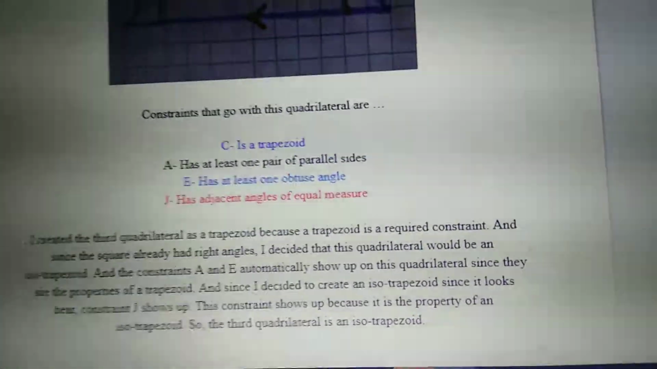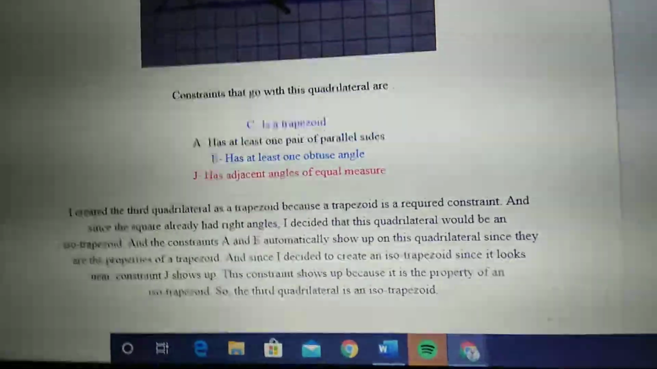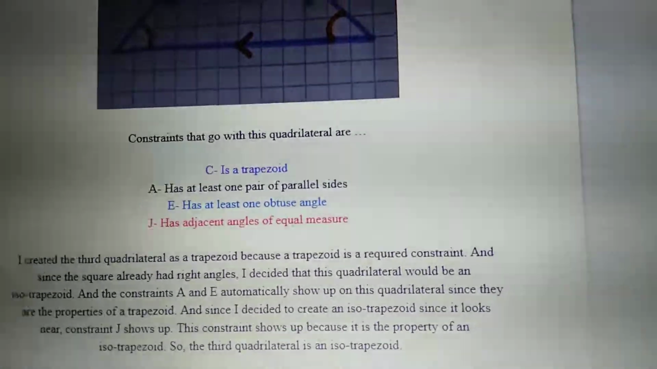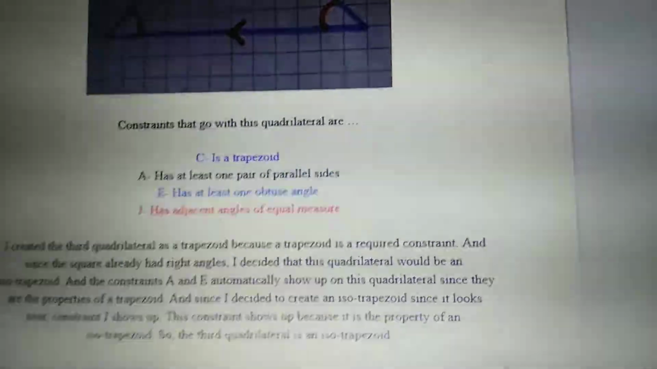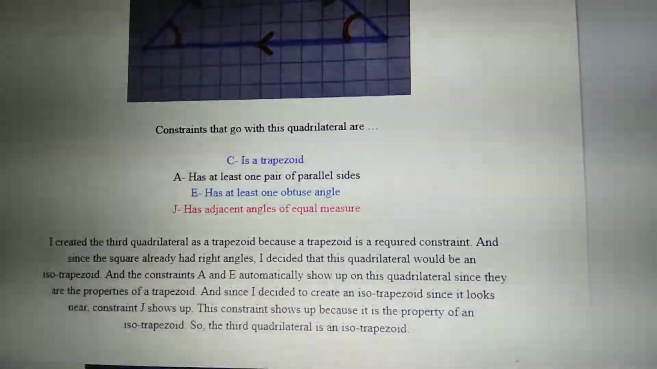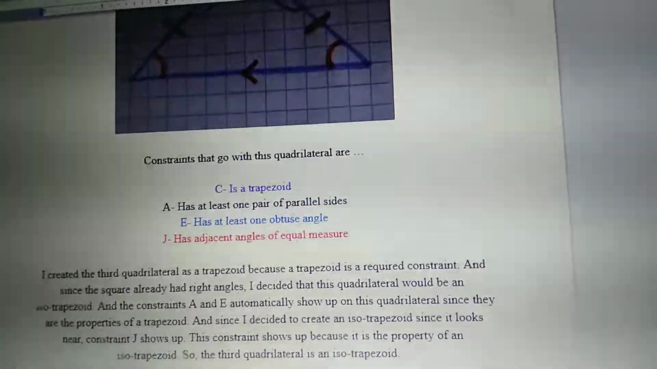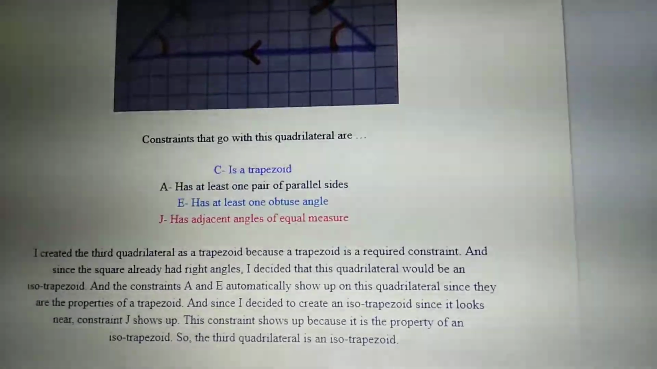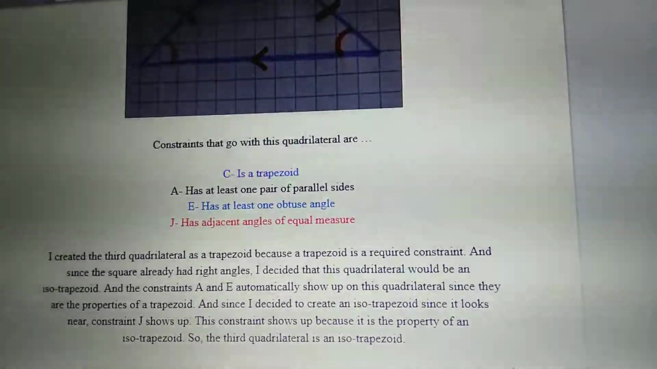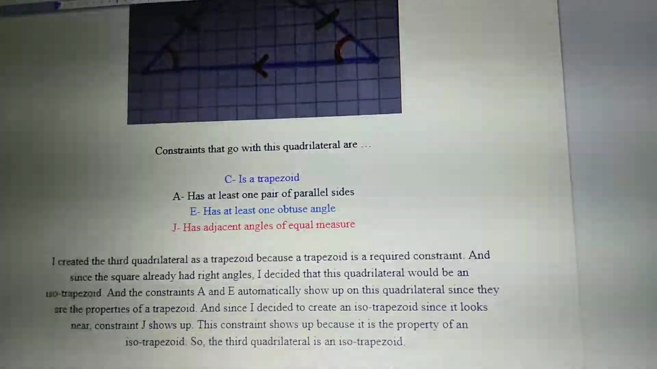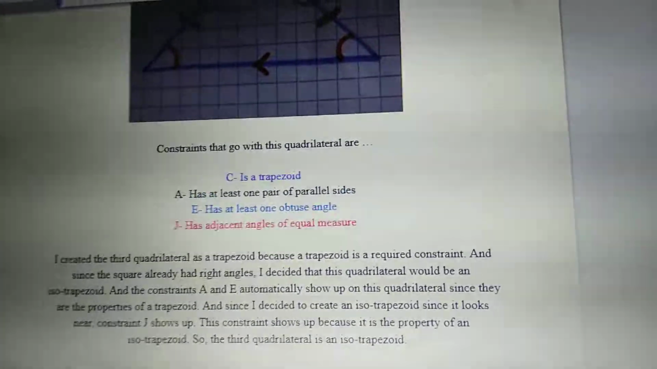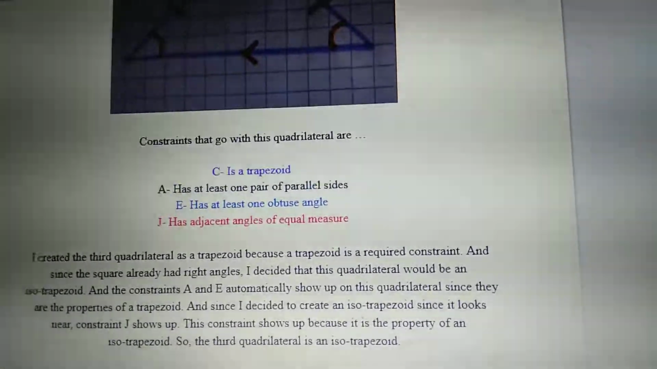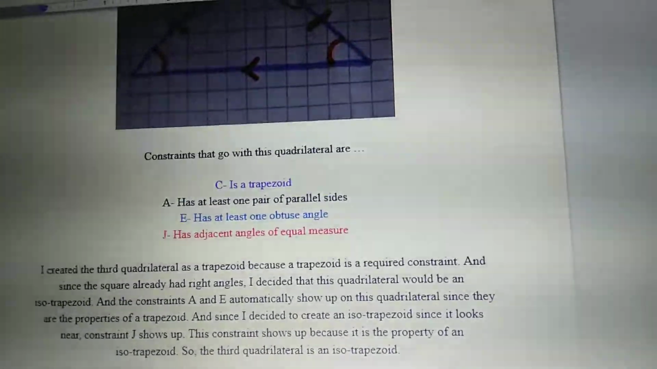And why did I create the third quadrilateral as a trapezoid? I created it as a trapezoid because a trapezoid is a required constraint, as it was said in the first page. And since the square already had right angles, I decided that this quadrilateral would be an isotrapezoid. I just like isotrapezoids better.